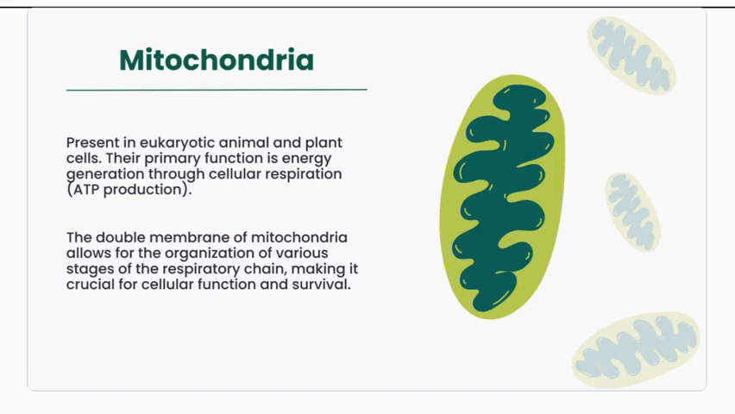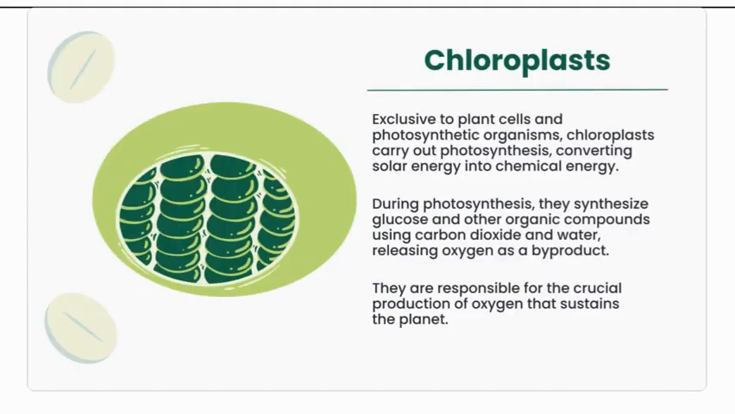The double membrane of mitochondria allows for the organization of various stages of the respiration chain, making it crucial for cellular function and survival. Now, there are the chloroplasts. These are exclusive to the plant cells and photosynthetic organisms. Chloroplasts carry out photosynthesis, converting solar energy into chemical energy.